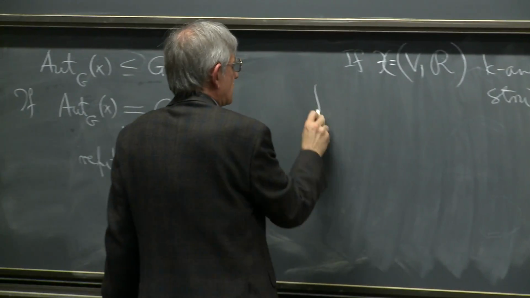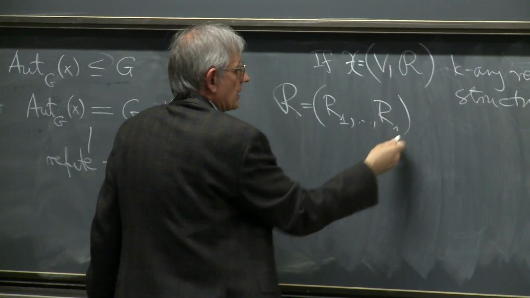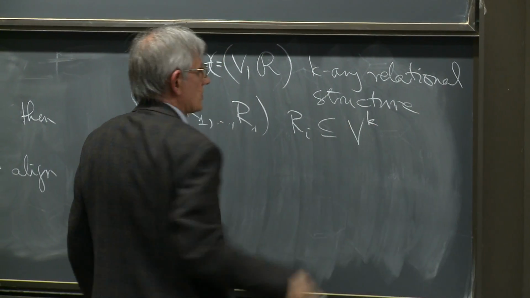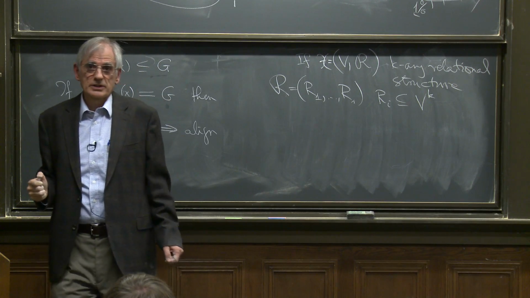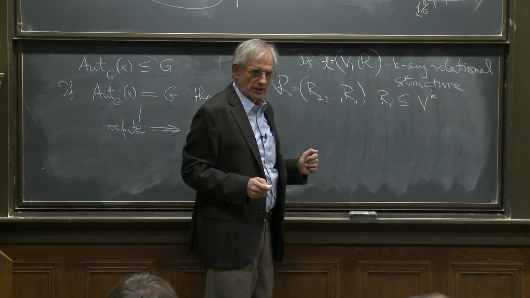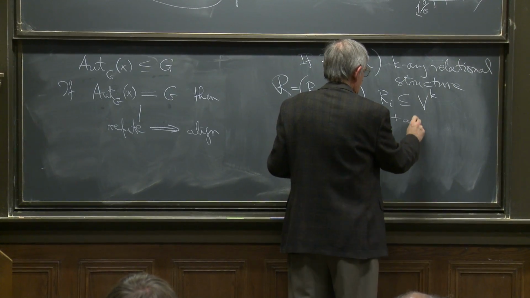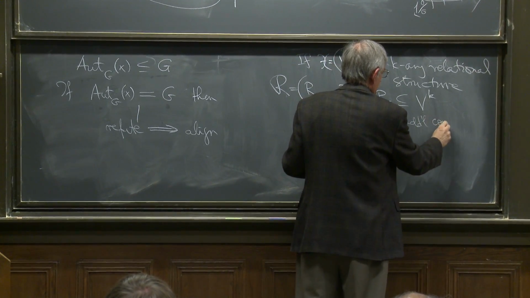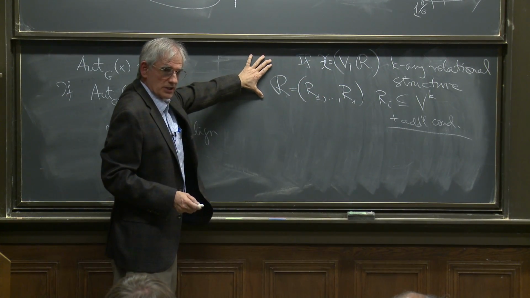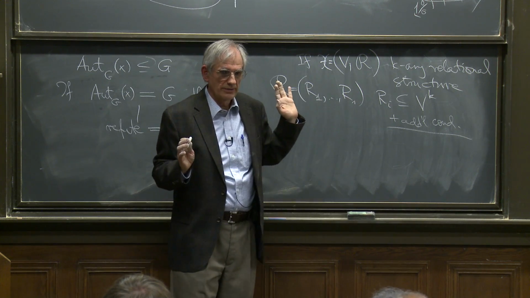So what this means is that this R is just a set of relations, R1, etc., R sub little r, and the R sub i are subsets of V to the power k. So they are subsets of the k-fold Cartesian product. Okay, that's a k-ary relational structure. And there has to be some additional condition. Okay, suppose that this is the case. So this is my condition. I have a set, and I have a k-ary relation satisfying some condition on it.